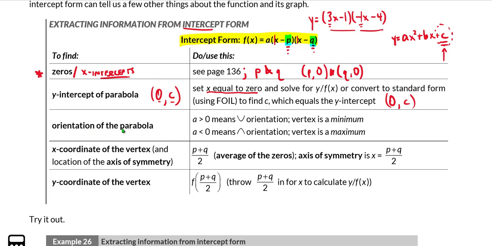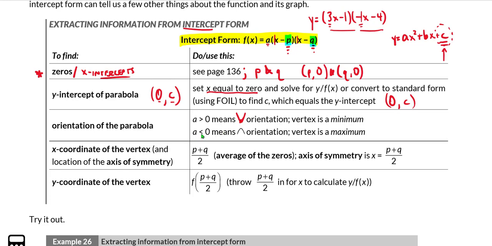Orientation of the parabola is the same as in standard form. No difference here. If your a, the coefficient in front of your factors, is positive, greater than 0, you have an upward opening or smiley face orientation, and your vertex is a minimum at the bottom of the parabola.